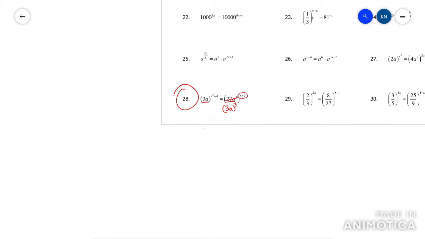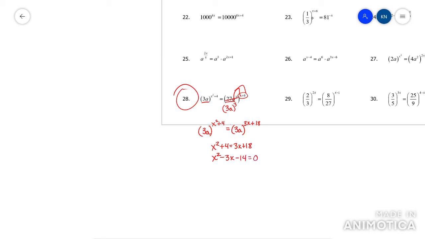So when you rewrite this, you'll have 3a to the x squared plus 4 equals 3a. Distribute that 3 to the x plus 6, so you get 3x plus 18. So now you can just go, okay, well, x squared plus 4 equals 3x plus 18. Get everything to one side, aka make it equal 0. So you get x squared minus 3x minus 14 equals 0.